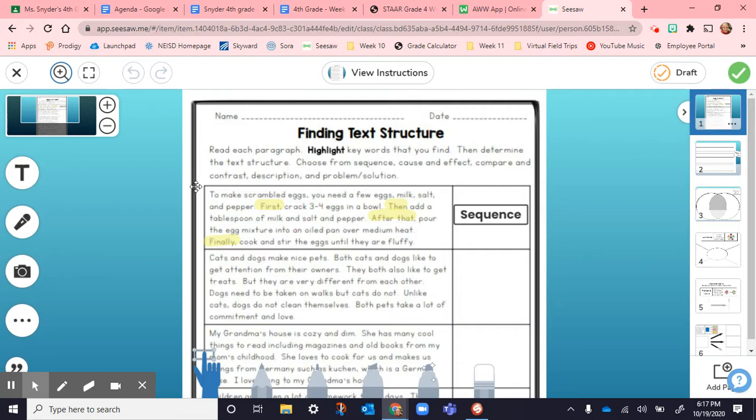So it says to make scrambled eggs, you need a few eggs, milk, salt, and pepper. First, crack 3 to 4 eggs in a bowl. Then add a tablespoon of milk and salt and pepper. After that, pour the egg mixture into an oiled pan over medium heat, and finally, cook and stir the eggs until they are fluffy. So again, these steps tell me the order that I need to do something in.